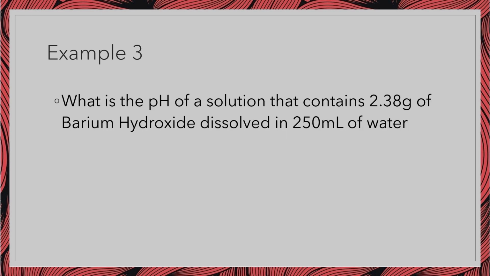What is the pH of a solution that contains 2.38 grams of barium hydroxide dissolved in 250 mL of water? Okay, so now we're starting to get into the slightly more complex ones. What are we given? So let's have a look. We're given 2.38 grams of barium hydroxide, and it's dissolved in 250 mL of water.